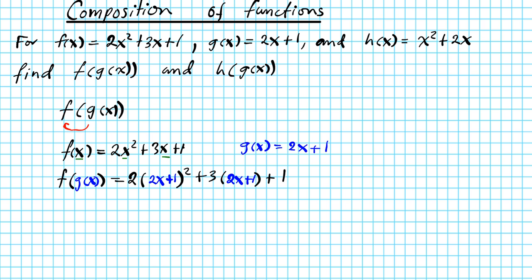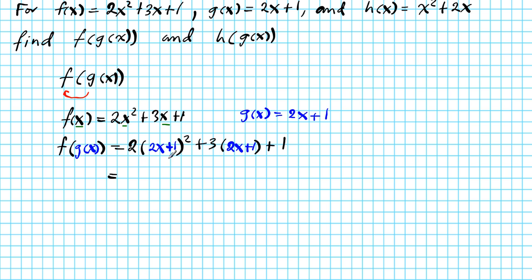All right, let's simplify this. Now we're going to simplify this using the rules of algebra. Simplifying the algebraic expression, we're going to write 2 times 2x plus 1 times 2x plus 1. It's written twice because of the square. What does square mean? It means you multiply something by itself. On this side, we're going to distribute the 3.